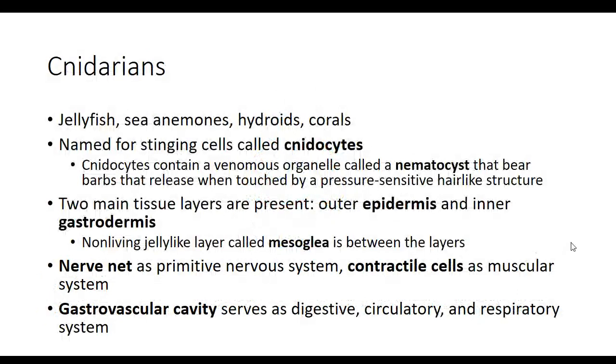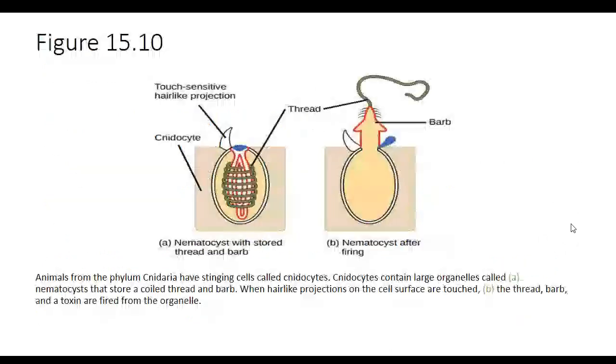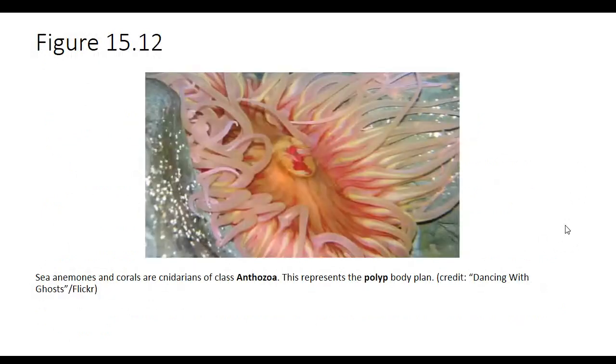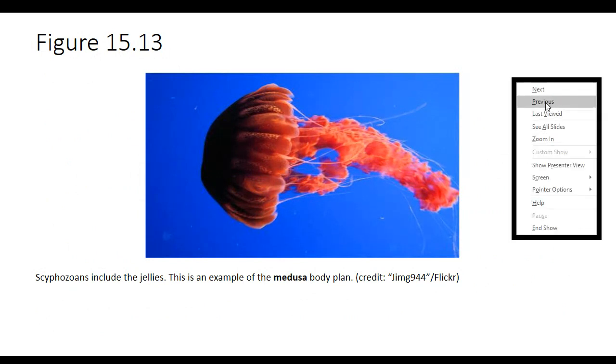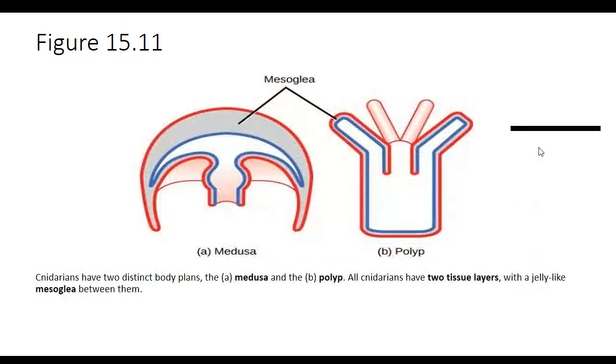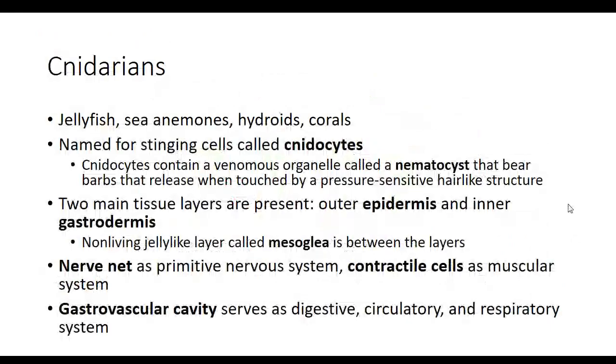Okay, cnidarians. These are the jellyfishes, sea anemones, hydroids, and corals. Hydroids are, I don't think we have a picture of, well, I can come back to that in a minute. Let's talk about what these are generally. This group called cnidarians, named after the stinging cells that they have called cnidocytes.